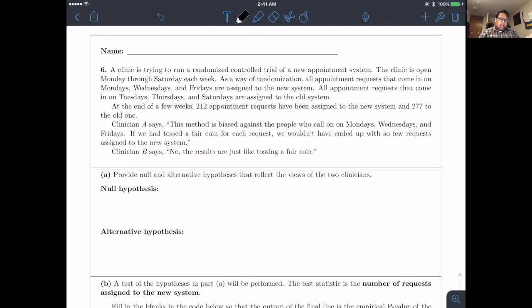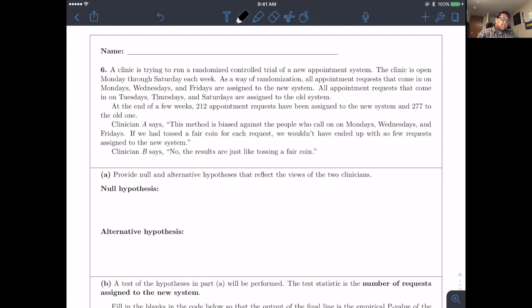Okay, so now we're on problem number 6, which is a null hypothesis question. We will also have to write a simulation in this problem. The scenario that we're given is that some sort of clinic is trying to test some new system, and on Mondays, Wednesdays, and Fridays, they test the new system, and on Tuesdays, Thursdays, and Saturdays, they continue to use their old system, and at the end of some period, they've noticed that 212 requests have been assigned to the new system and 277 to the old system.